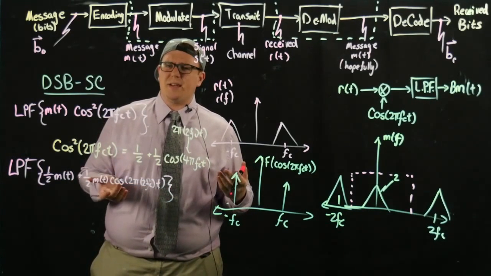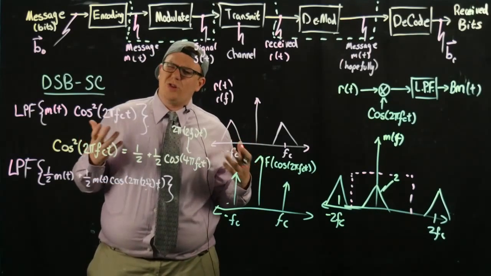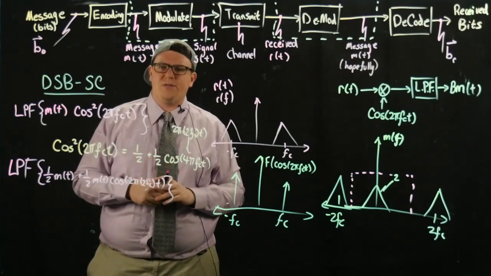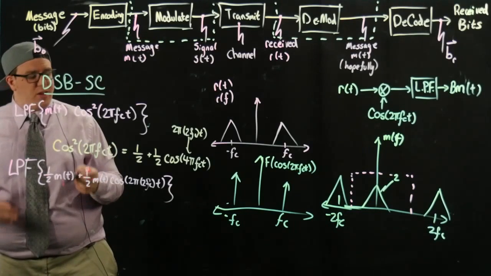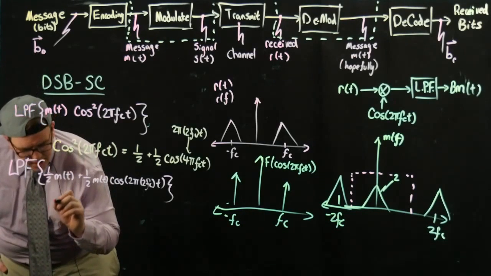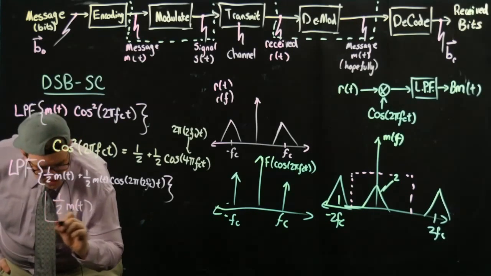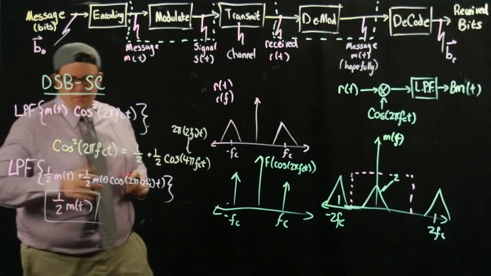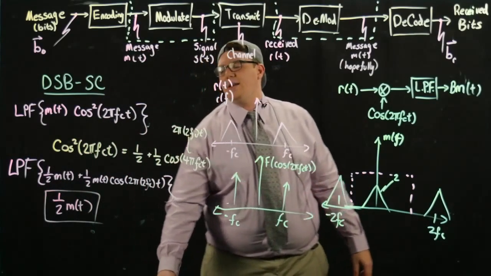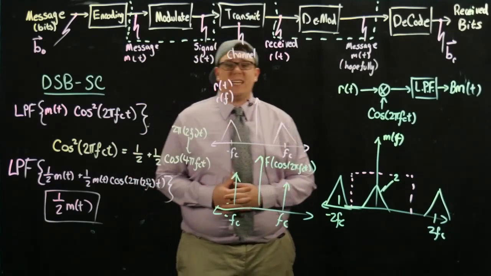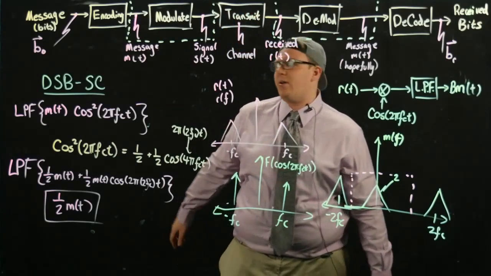It would be silly to use the stuff at 2fc, especially if we're modulating at something so large as 200 kilohertz. Why would you think that you'd have a message so far out as 400 kilohertz? It would be a little silly. So when we take the low-pass filtered version of it, we just get the DC component out of it. So we end up with 1/2 m of t, which is what we were looking for. We got some multiplication factor of our message out on the receiving end. That's how DSB-SC works in modulation and demodulation after going through some channel.